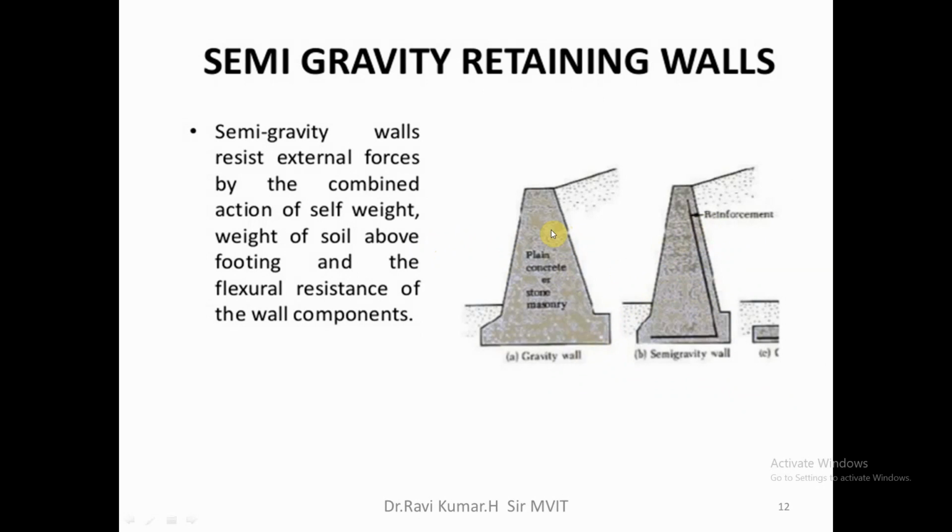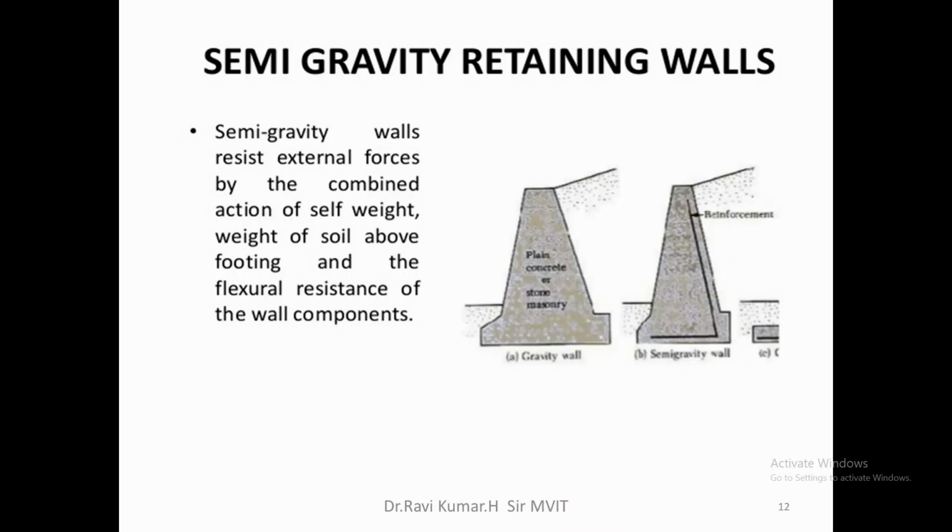So the difference between a gravity wall and a semi-gravity wall is that in a gravity wall only plain concrete or stone masonry is used. Here in a semi-gravity wall, plain concrete with reinforcement or stone masonry with reinforcement is used. Such a kind of wall is called a semi-gravity retaining wall.